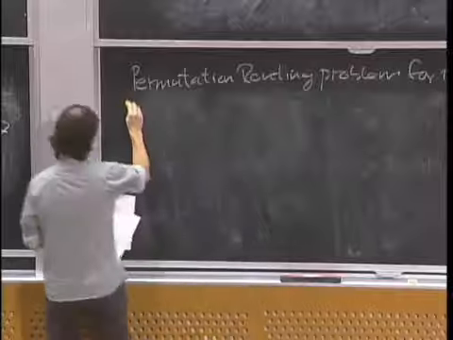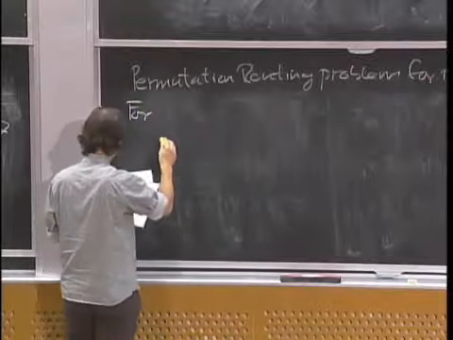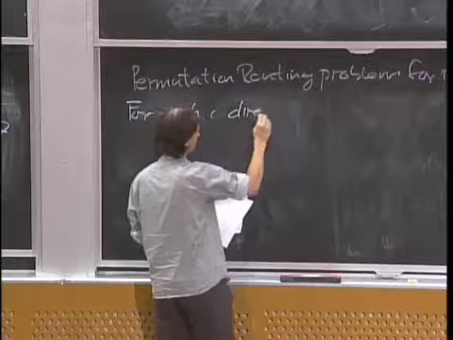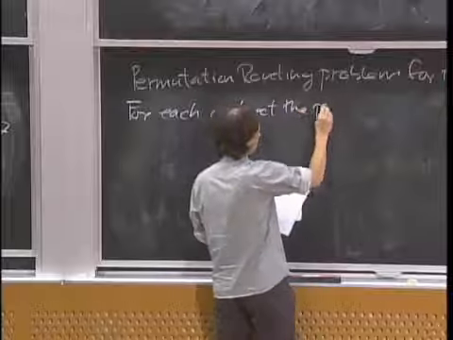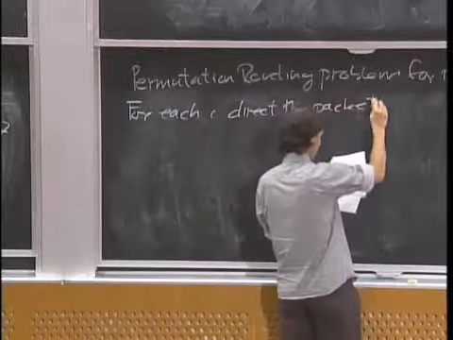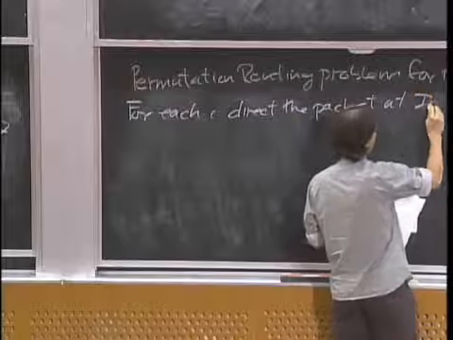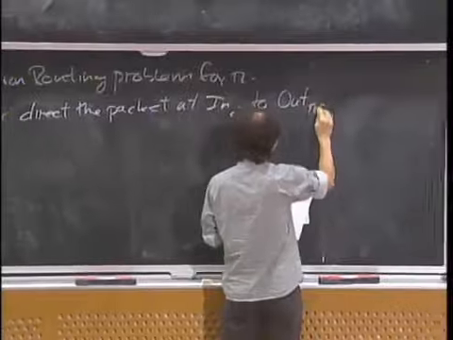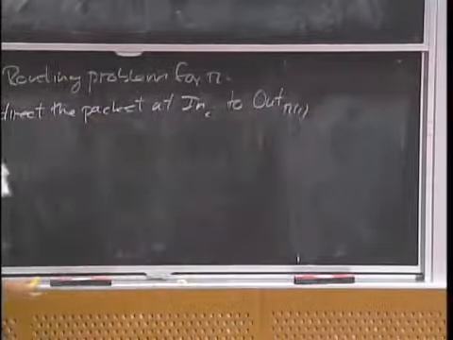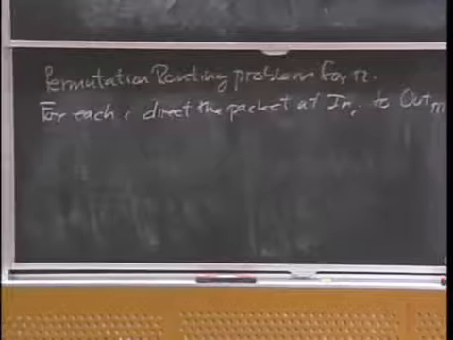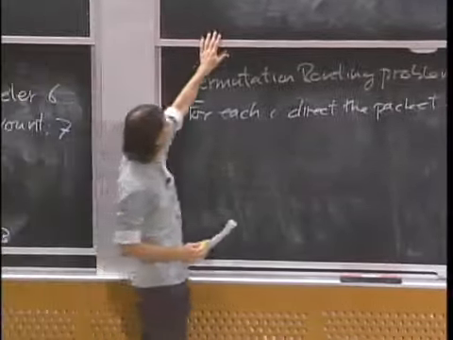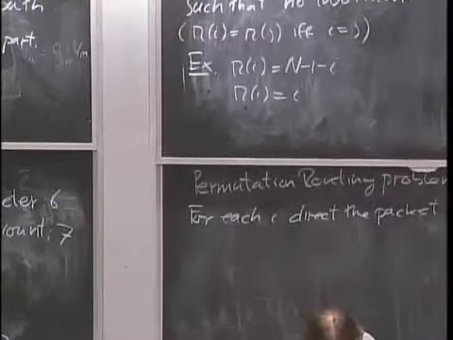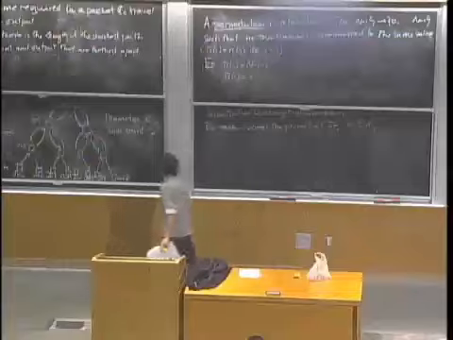It's defined as follows. What we want is that for each i, we want to direct the packet at input i to output pi of i. So you want to do that for all i. Let's have a look at this particular example, where we look at the identity permutation. If you do that, we can easily route these, right?